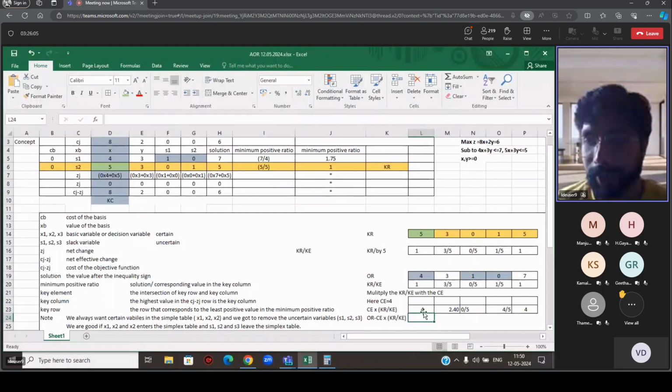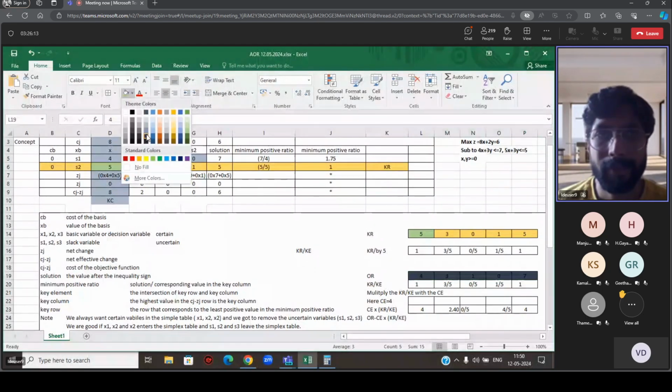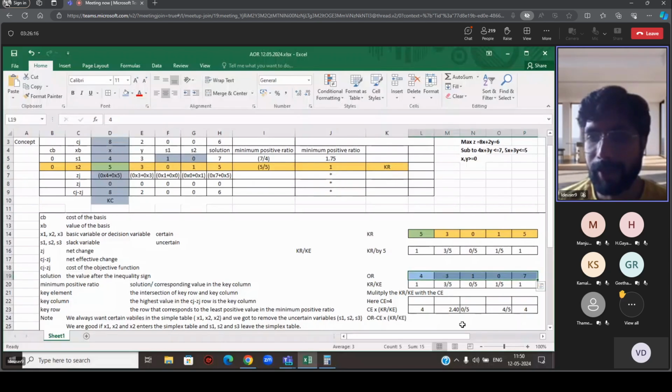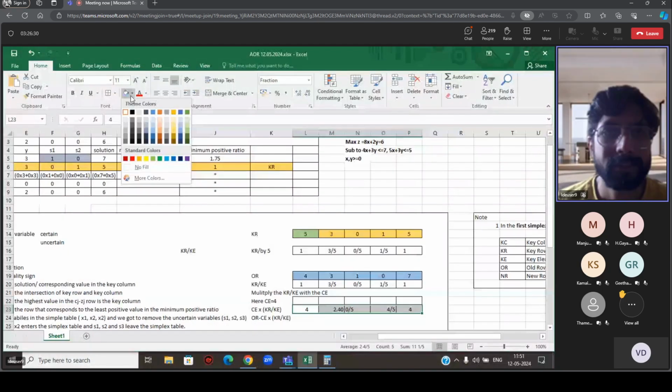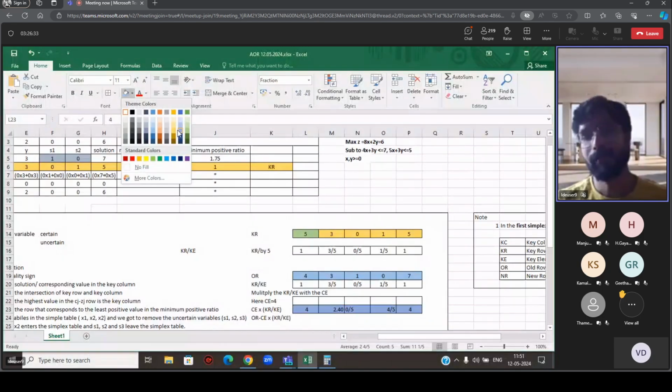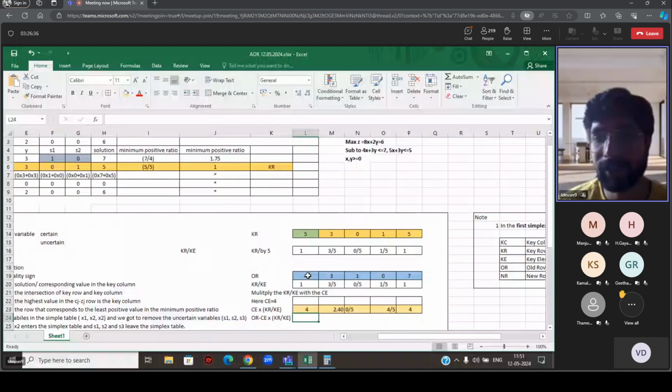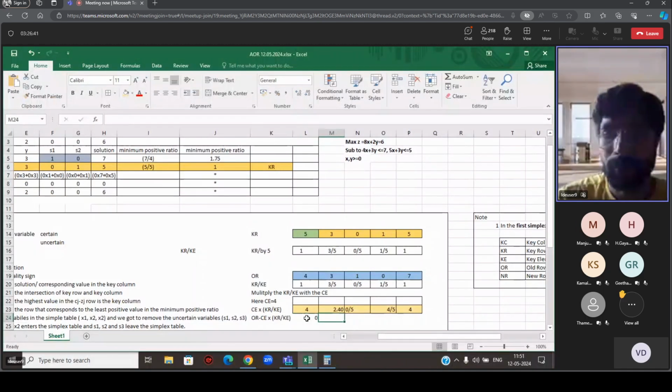So which means to say what? This minus this. This minus this. I'll highlight it for you so that it will be easy for you. Some other color. Okay, right. So what I'm going to do here is subtract this blue line and this orange line. So 4 minus 4 is 0. Then 3 by 5 minus 2.40.